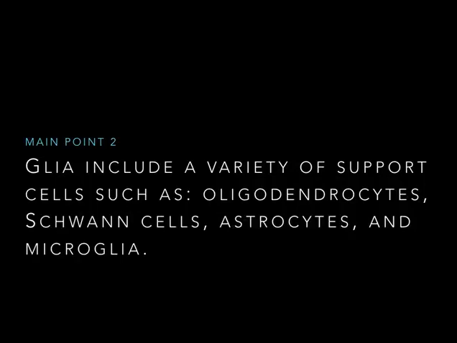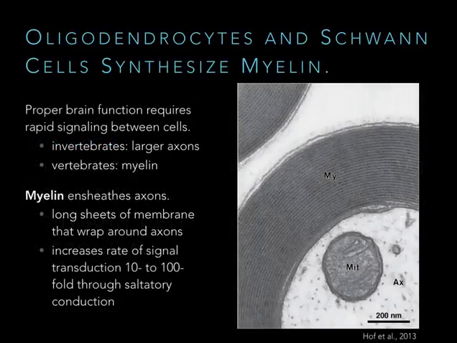Okay, let's move on and talk a little bit about glia. Glia are the support cells. Okay, and there's a wide range of these. In the brain, we have oligodendrocytes, astrocytes, and microglia. The Schwann cells are located outside of our central nervous system, and they perform the same function as oligodendrocytes. Okay, both oligodendrocytes and Schwann cells are going to synthesize myelin. That's that fatty substance that wraps around axons and insulates it.